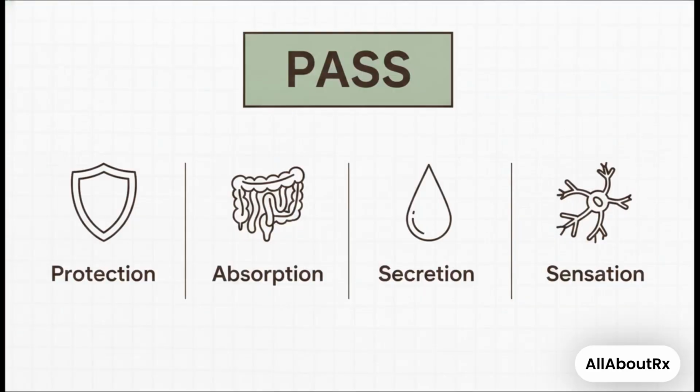And because it acts as that gatekeeper, its jobs are incredibly important. You can easily remember its four main functions with the PASS mnemonic. P is for protection, like your skin keeping pathogens out. A is for absorption, like the lining of your intestines soaking up nutrients. The first S is for secretion, which is what our glands do best. And the final S is for sensation, handled by sensory epithelium. So remember, PASS: protection, absorption, secretion, sensation.